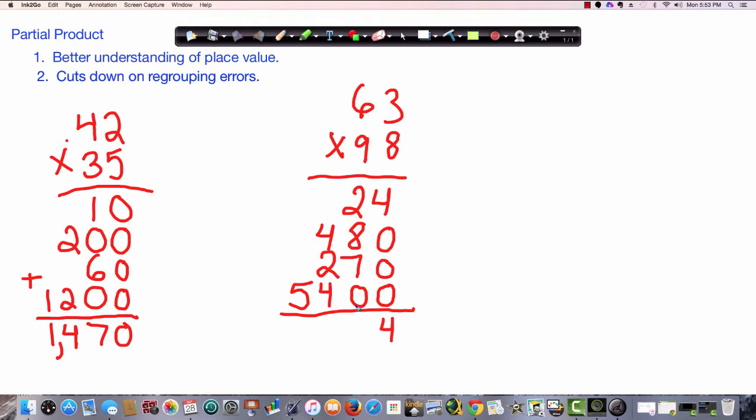So we get 4, we get 8 plus 2 is 10, plus 7, that's 17. And then there's 4 plus 2, which is 6, plus 1, 7, plus 4 is 11. And then 5 plus 1, which comes to 6, and then we would go 1, 2, 3, and put a comma. So that is how partial product is done.